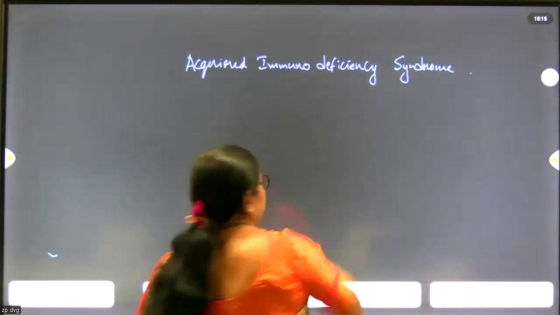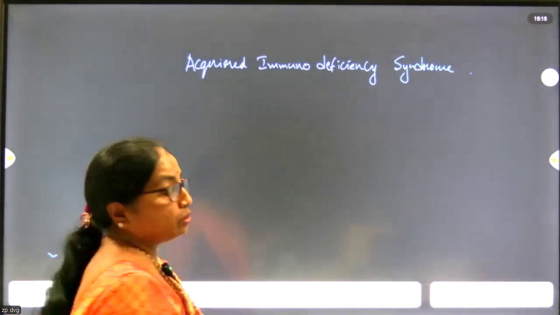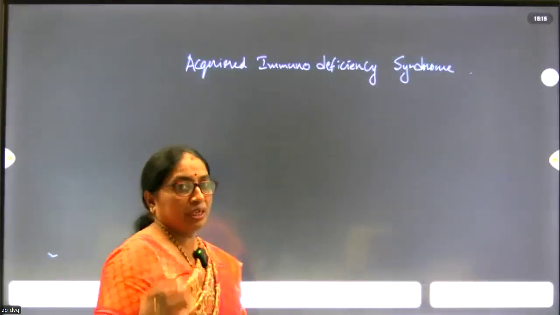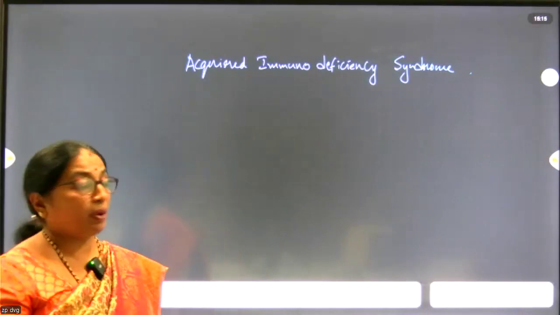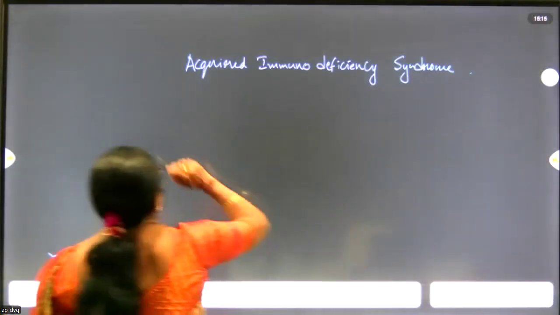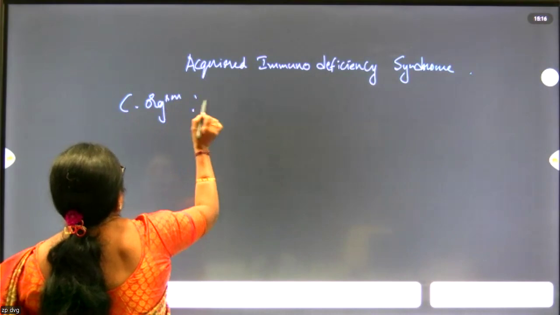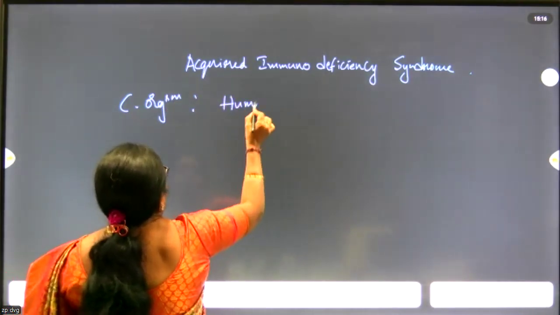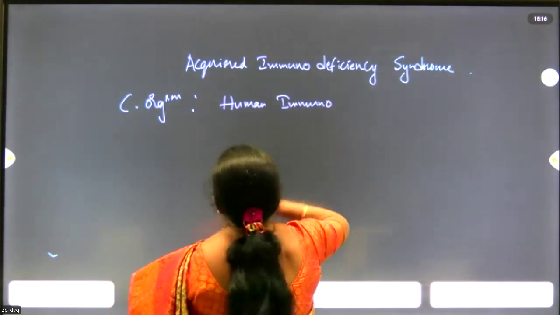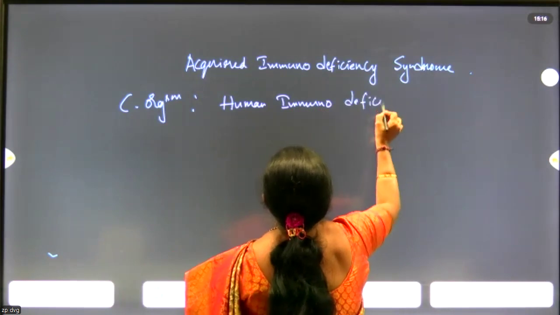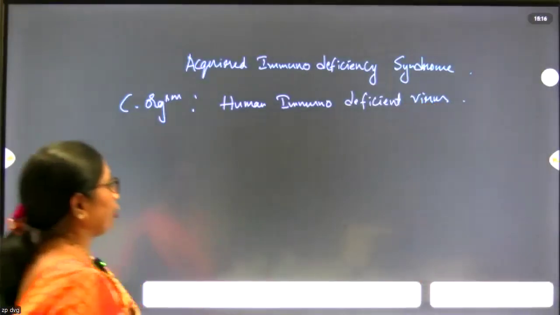Immunodeficiency means there is deficiency of the immune system or the immunity. Syndrome: due to deficiency in the immunity, it leads to a huge number of diseases, a bunch of diseases. You call it a syndrome. So the causative organism is HIV, the human immunodeficiency virus.